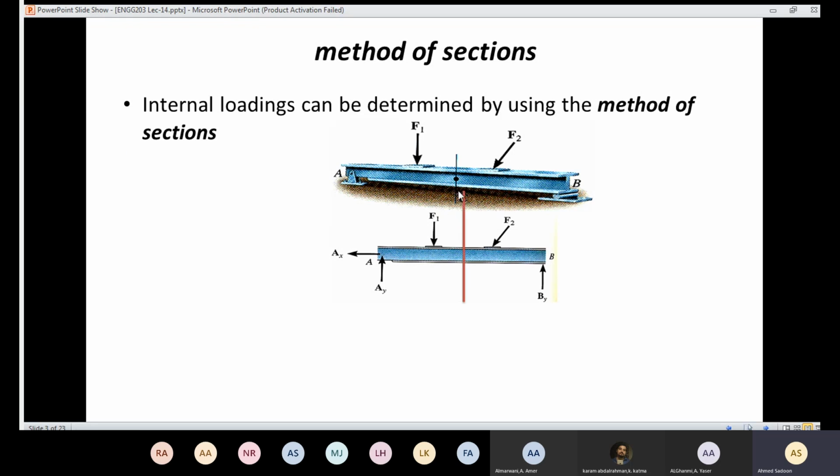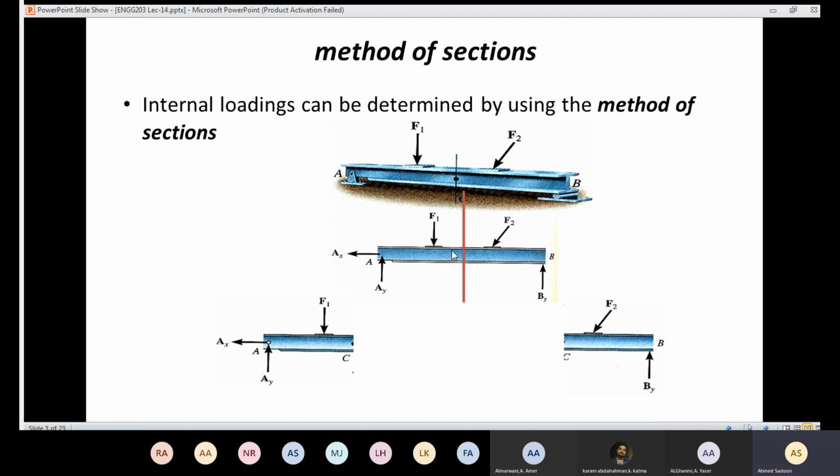I'm going to pass a section here. Of course, it's an imaginary section at the point of interest. So here I need to know the internal forces exactly at the middle of the simply supported beam. So I'm going to pass a vertical line, a section here. Then what will happen? If I cut the beam at the middle, I'm going to have two parts. I have part AC, this part here, the left part, and I'm going to have the right part. So here is the left part, and here is the right part.